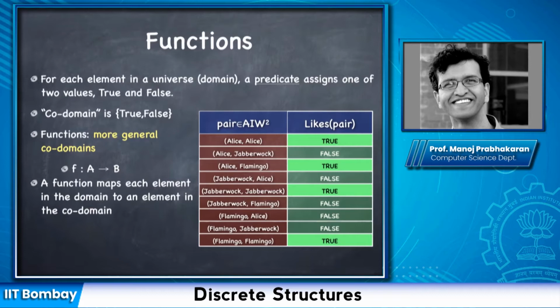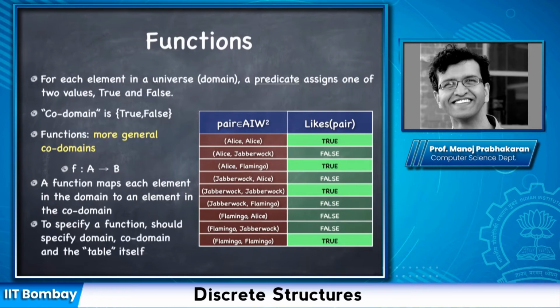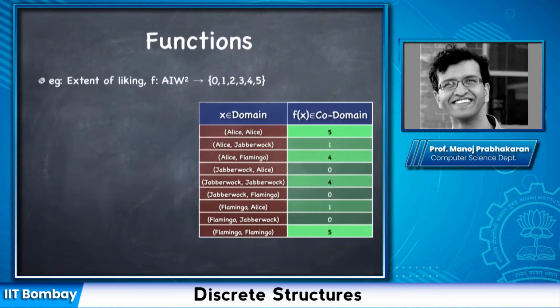So that's basically a table like this. You could imagine for every element in the domain, we write an element in the codomain opposite that. To specify a function fully, we had to say what the domain is, what the codomain is, and this mapping, something like this table. Here is an example.